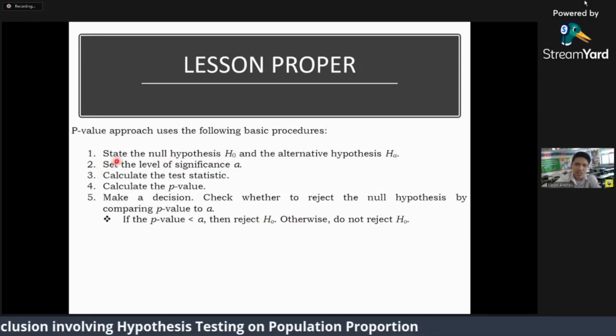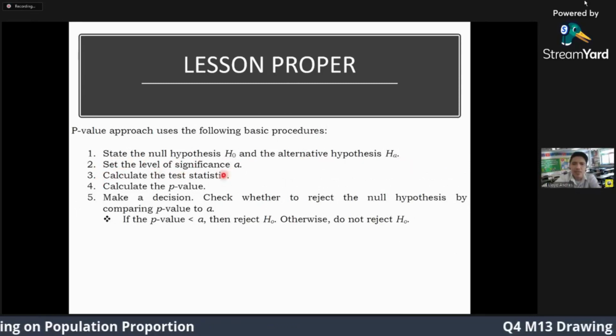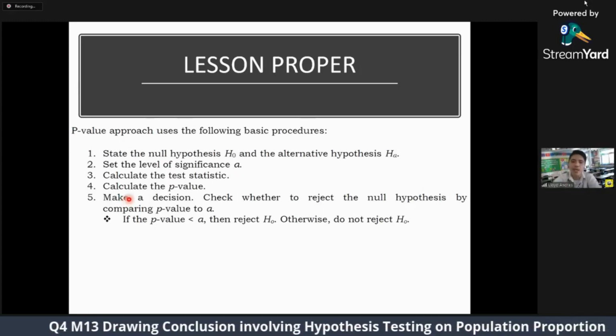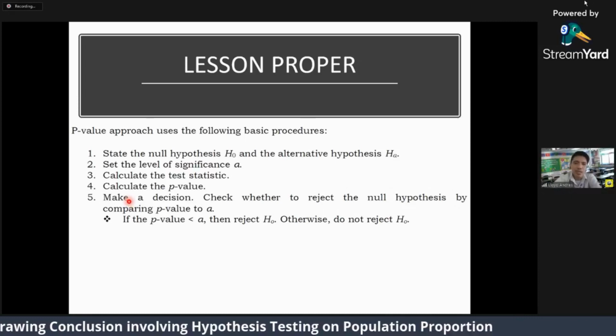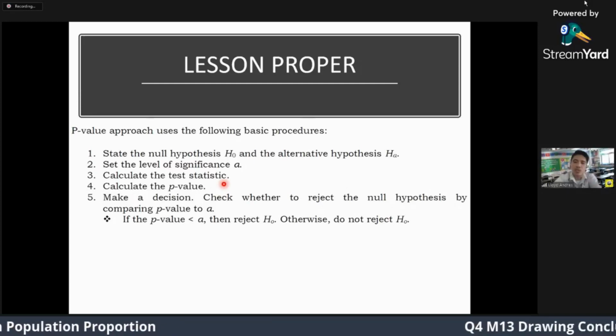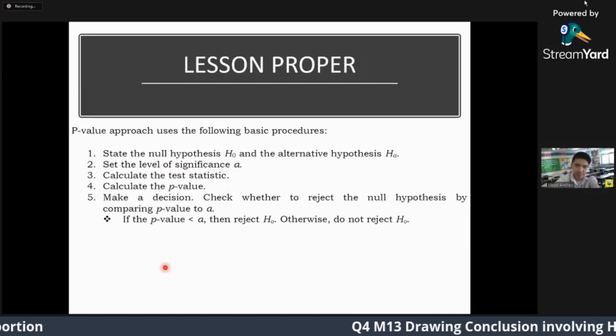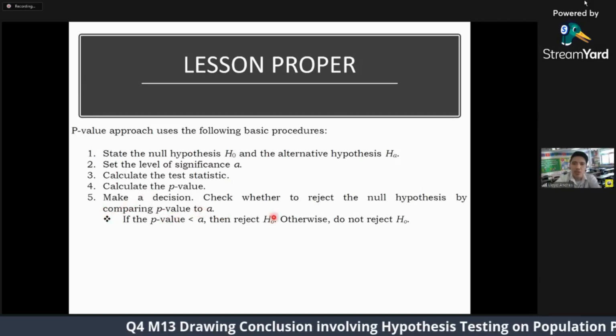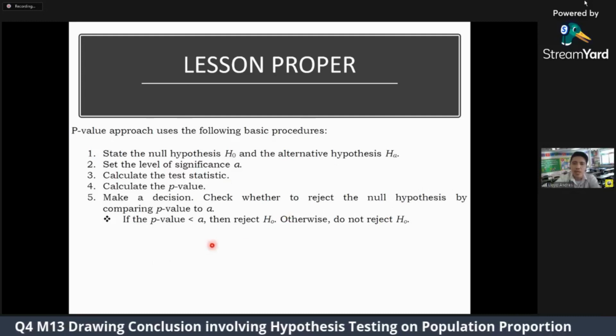First, you state the null and alternative hypothesis. Second, you set a level of significance. Third is to calculate the test statistic. It only differs in the fourth step. In the critical value approach, you will determine the critical value using the table. But here, you will calculate the p-value. Usually, statistical software does the calculating. So, lastly, you make a decision whether to reject or not the null hypothesis.